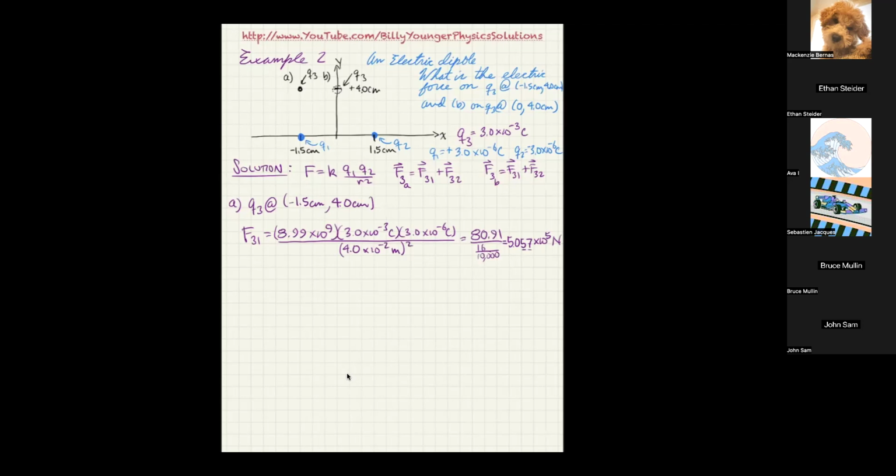So the line that we're thinking of right now is this line. And in fact, it points in the positive y direction. So I'm going to say that's our force, F31, right there. Okay. When I do F32, that's going to be along that line, because that's the line that connects them. So I now have the magnitude of F31 for part A, and now I need the magnitude of F32.